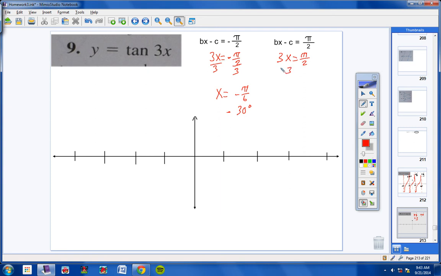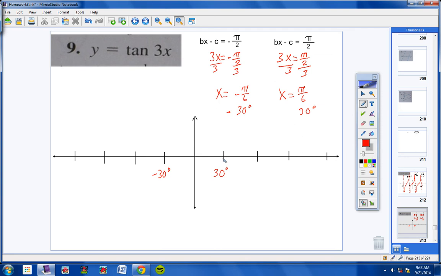Now we're going to put 3x equals pi over 2. We're going to divide both sides by 3, and we're going to get x equals pi over 6, or positive 30 degrees. So I'm going to put negative 30 degrees here. You're welcome to use radians if you want to. It's just easier sometimes to use degrees because we're going to be counting over and finding the middle value and stuff like that, but it's up to you.